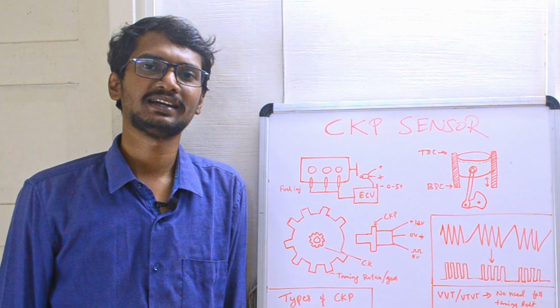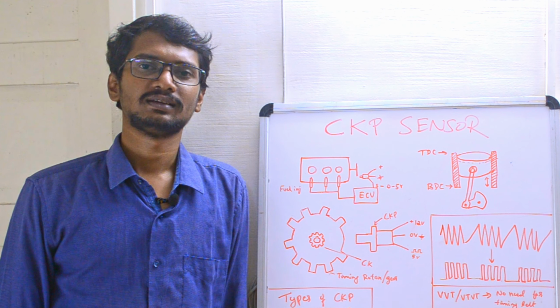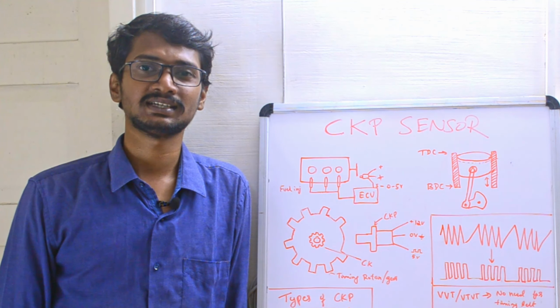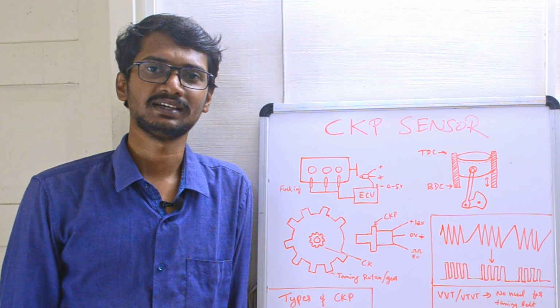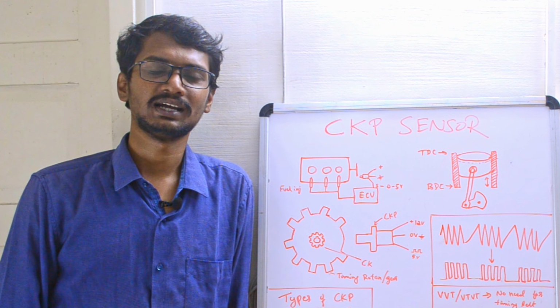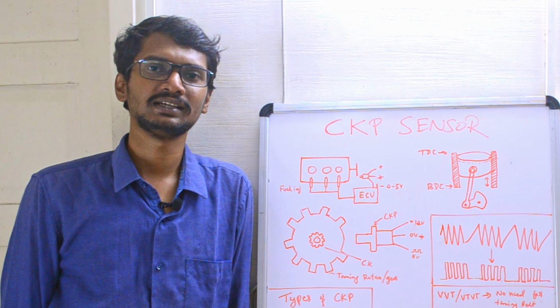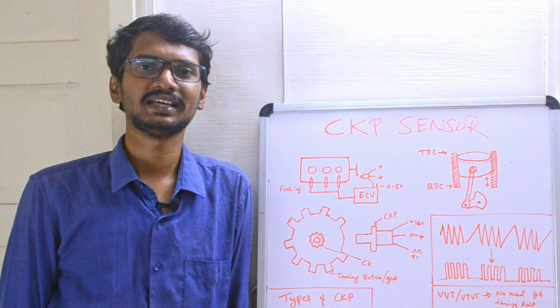If CKP related faults come on your vehicle, you should never ignore them, because if a permanent error gets registered in the ECU while you are traveling, the car will suddenly stall and it will never start back. That is, you have to tow your vehicle to the nearest service center.